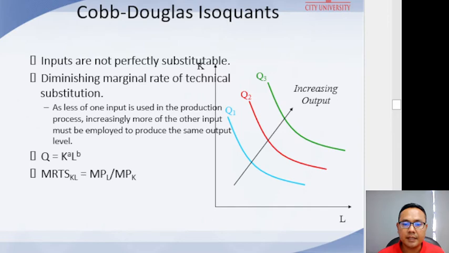It can be shown that the Cobb-Douglas production function implies isoquants that have a diminishing marginal rate of technical substitution. So, as less of one input is used in the production process, increasingly more of the other input must be employed to produce the same output level.